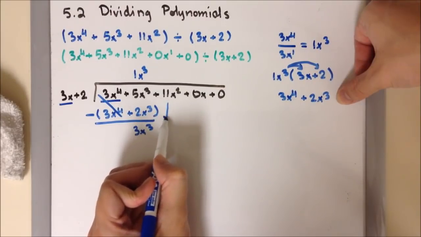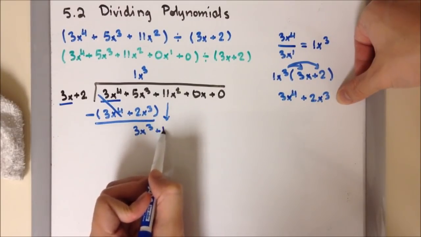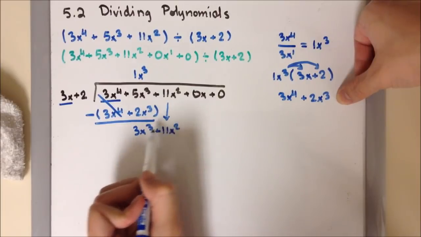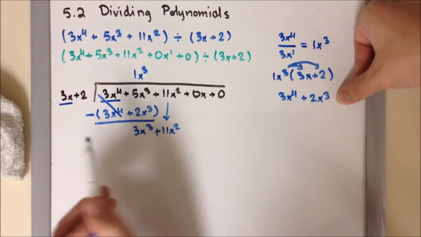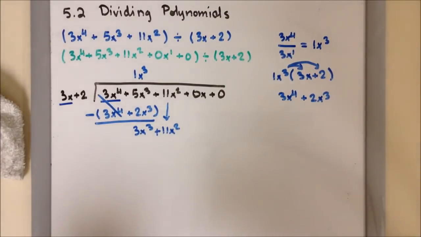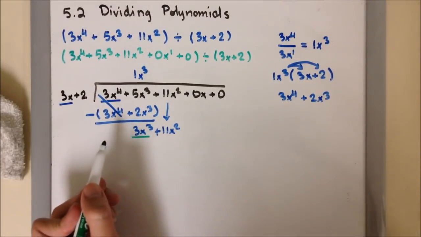Then I'm going to bring down the 11x squared. So plus 11x squared. Be very careful with your signs. So if this is a plus, that should also be a plus. Alright. So I'm going to align this 3x to the third.